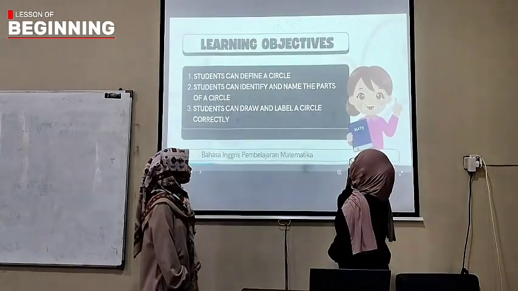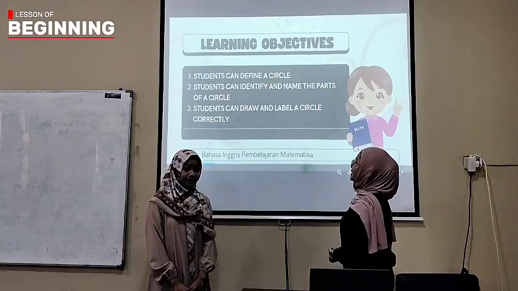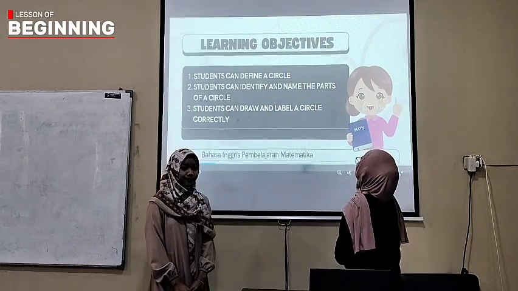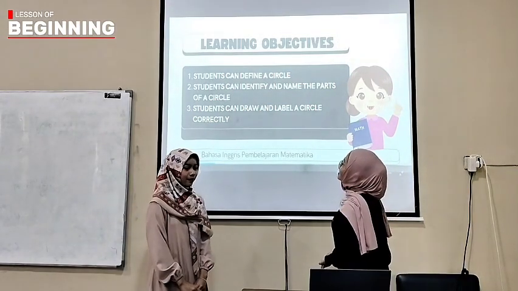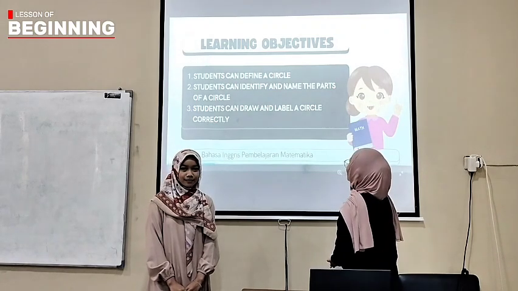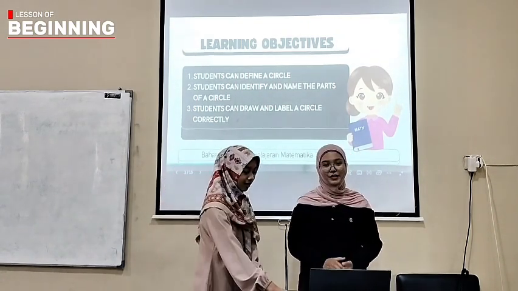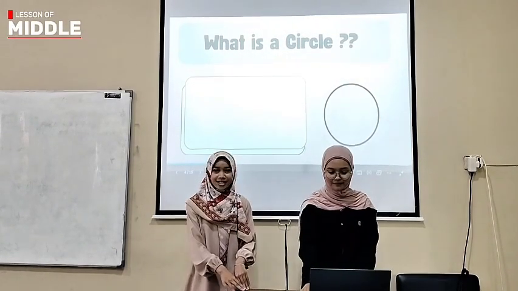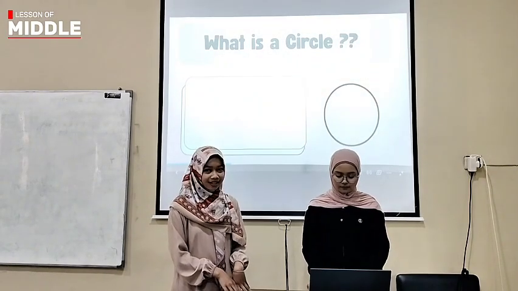And the learning objectives. First, students can define a circle. Second, students can identify and name the parts of a circle. And third, students can draw and label a circle correctly. Are you ready to learn? Yes, Miss. Okay, first, we need to know the definition of a circle.